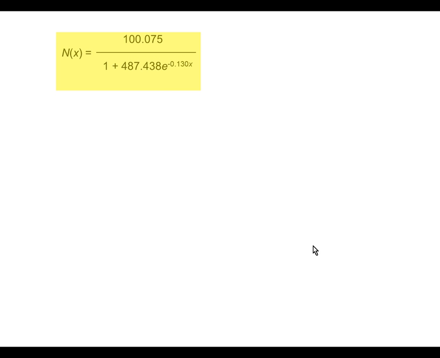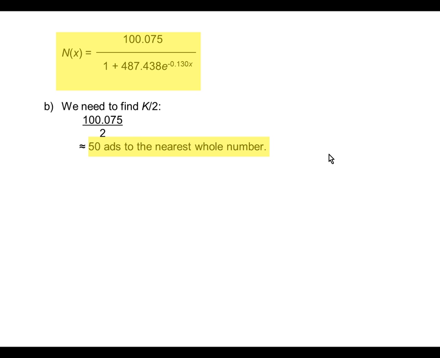So my growth model, N of x, is 100.075 over 1 plus 487.438 e to the negative 0.130x. Remember, we're using x instead of t. Question B was, at what level was the rate at which people were buying the product the greatest? We're going to round to the nearest whole number. So remember, we need to find k over 2. It's going to be 100.075 divided by 2. To the nearest whole number, 50 ads. So it's greatest when you have 50 ads.